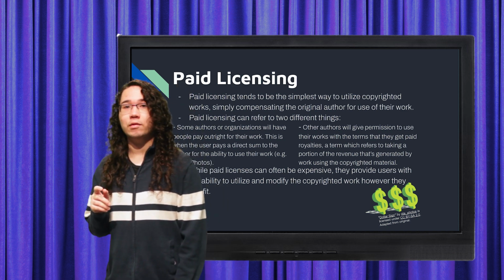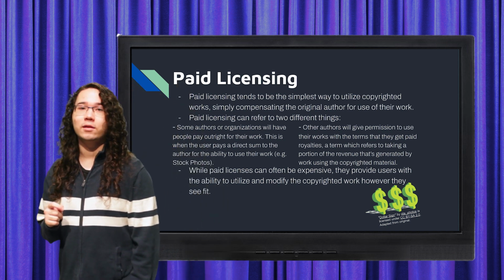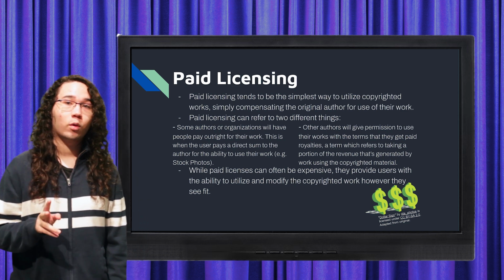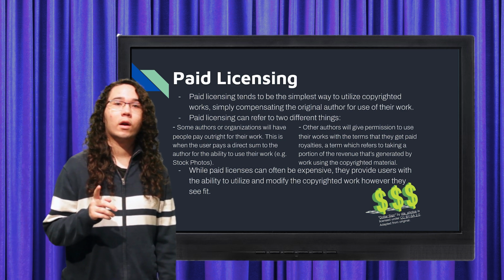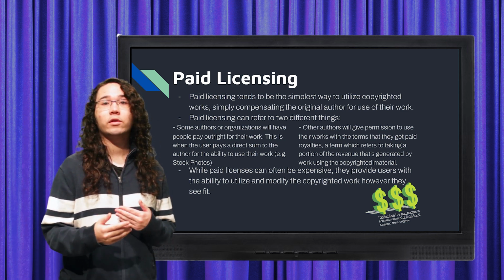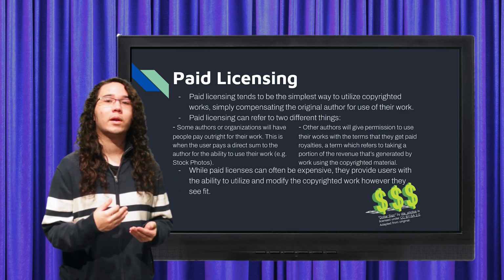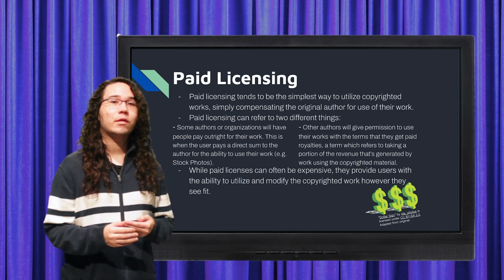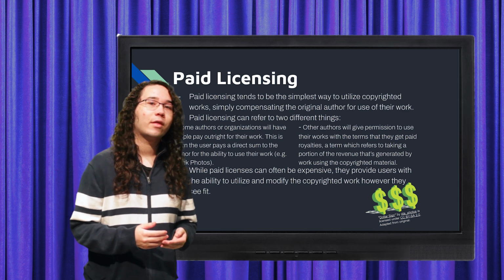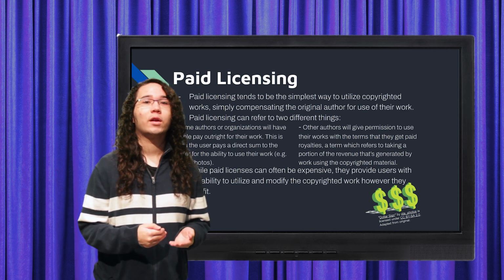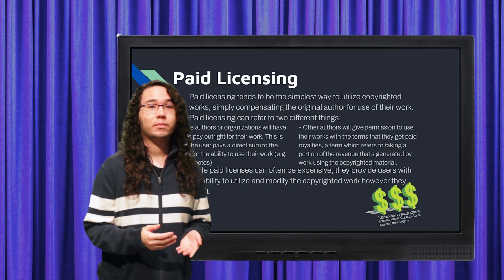The first is paid licensing, which at its simplest is paying to use copyrighted works. This comes in two forms: outright monetization, where a user pays a creator directly for the right to use their work, and royalties, where the original creator receives a portion of the revenue generated by the project. This licensing is usually the most open, as it allows copyright materials to be utilized and modified in any way seen fit by the user.